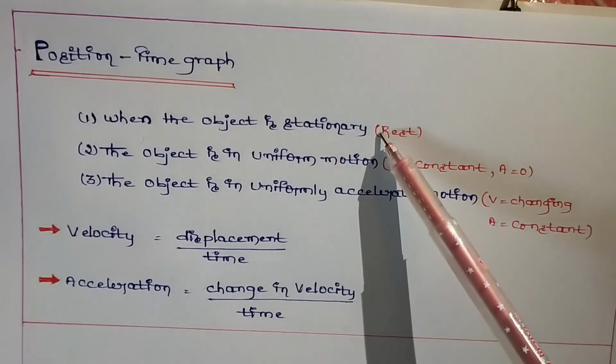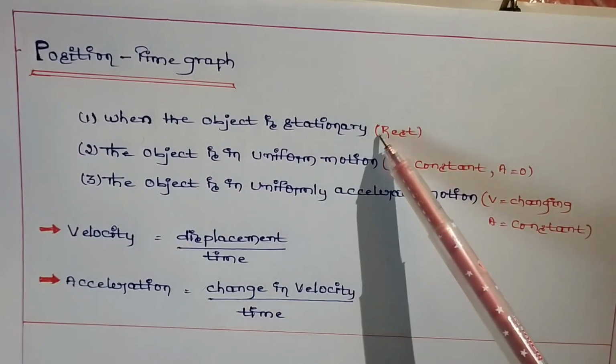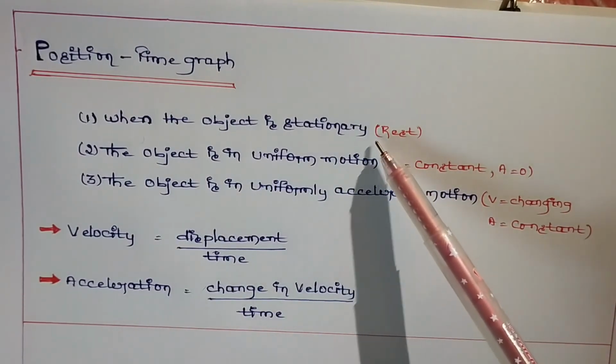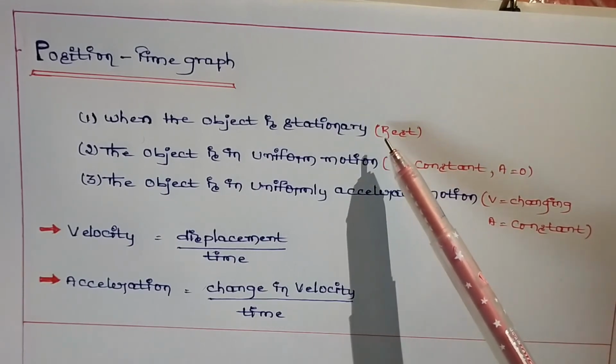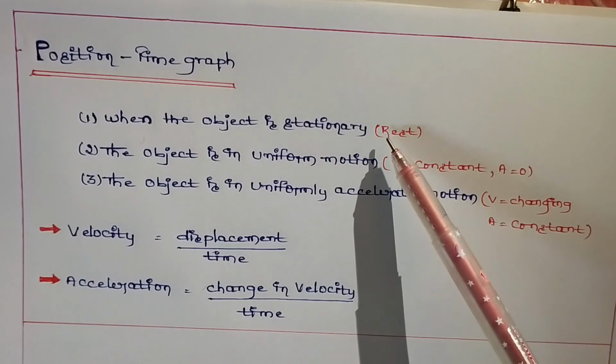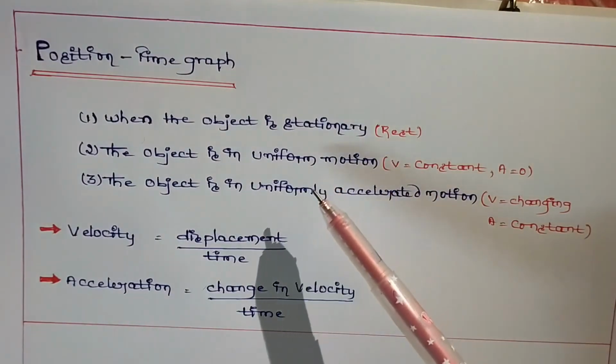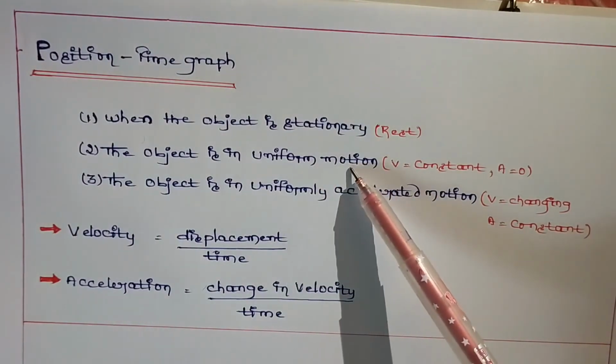In the first case, the object is at rest, which means the position of the object is not changing with time. Then we can say that it is at rest and stationary. And in the second case, the object is in uniform motion.